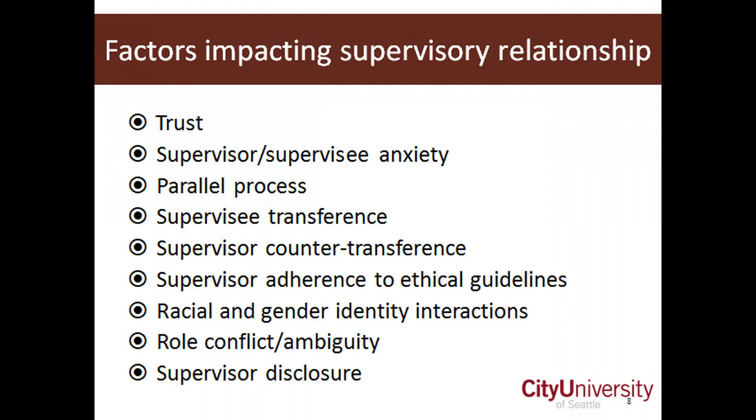So, for example, a supervisee not quite understanding their role in the agency, being ambiguous about that, or the supervisor having just a really strong sense of their presence in an agency, having a firm sense of identity around their role, would be an example of a potential role conflict and lack of role conflict in the latter example. And then supervisor disclosure, meaning the presence or absence of the supervisor disclosing their own reactions to situations that the supervisee discloses.